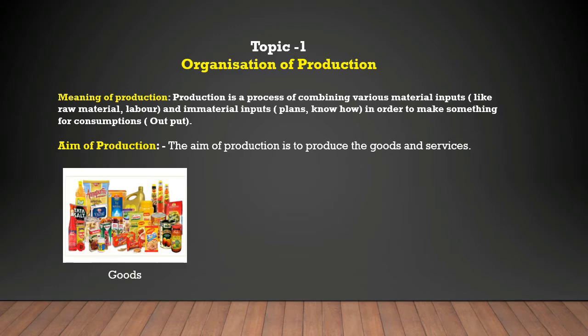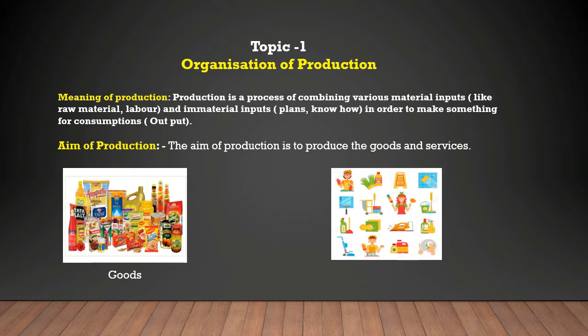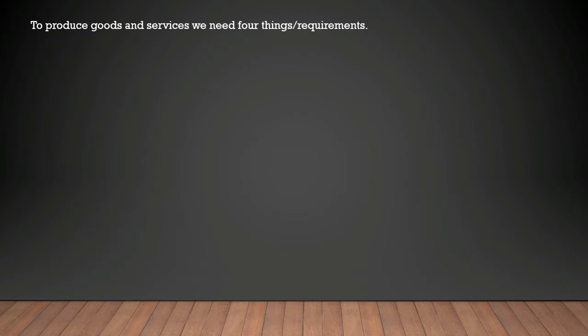Goods like food items, non-food items. In fact, so many goods are available in the market which we see every day. And then we have services. Services like transportation, communication service. These are the different services. Now, to produce these goods and services, we need four things, or you can say they are the four factors which are involved in the production. Let's see what these factors are.